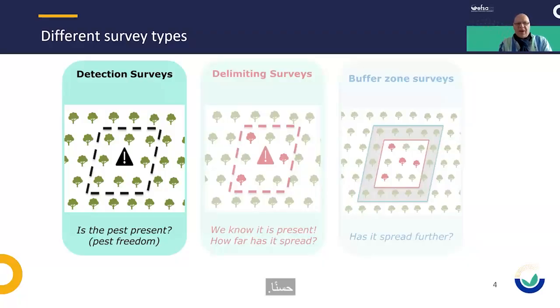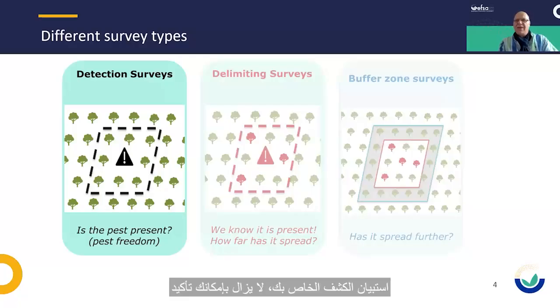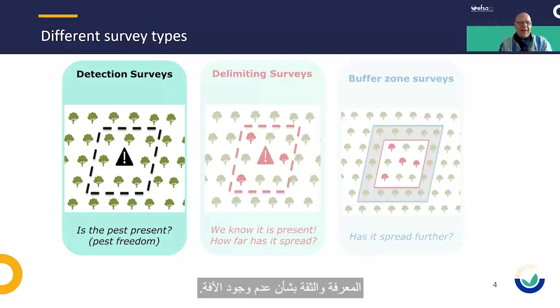Okay, but still, when you have implemented your detection survey, you can still confirm what you have thought from last year. When there is still no pest available, that gives more confidence in your belief from last year, and by this, every year's detection survey will accumulate knowledge and confidence in the absence of the pest.